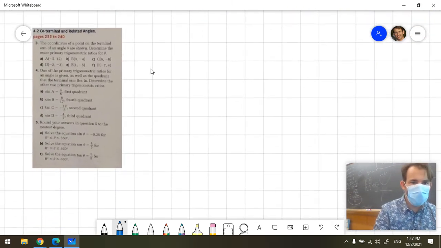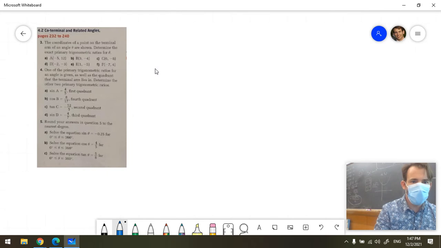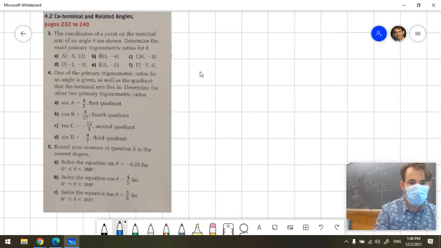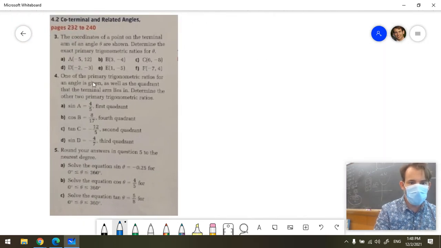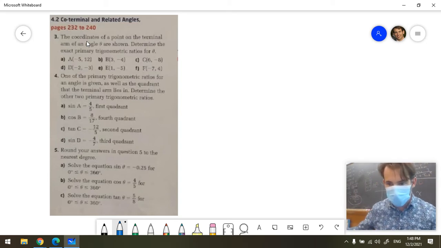Now let's take a look at coterminal and related angles. We're not going to do all of these examples here because there's a lot in your calculator, but we're going to take a look at some of them. And I know these types of questions are ones that are confusing some of you, which is normal. We're moving quickly through this material. So let's see if we can get it now.